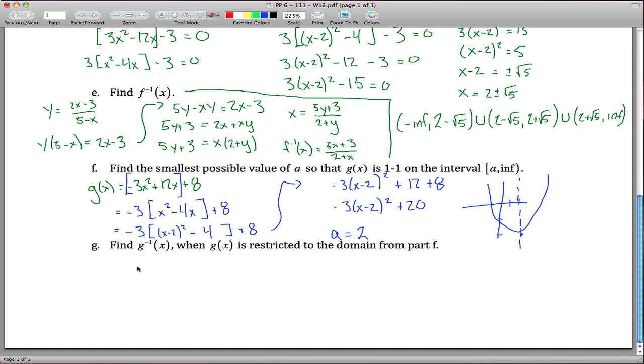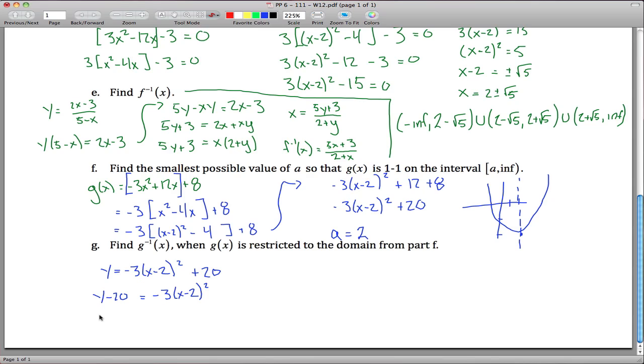Okay, finally, last part. Find g inverse of x. So we have g of x up here. Basically what you want to do is change g of x into a y and solve for x. It would be a lot easier to do if you use this form right here. So I will say y equals negative 3 times (x minus 2) squared plus 20. And then solve this for x. Subtract 20 from both sides. y minus 20 equals negative 3 times (x minus 2) squared. Divide both sides by negative 3.